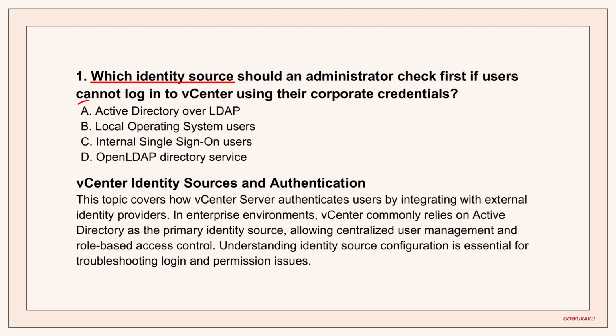And LDAP is the language, the translation service, that lets vCenter trust those credentials. So if that link is down or, say, the service account password expired, then nobody from corporate gets through. It's the highest probability fault. Checking that primary bridge is the 90% solution. It can save you hours of chasing your tail on local settings. That distinction is just crucial.